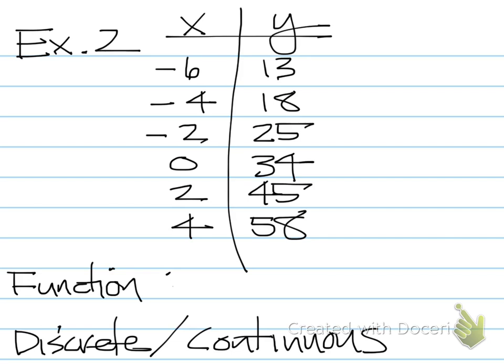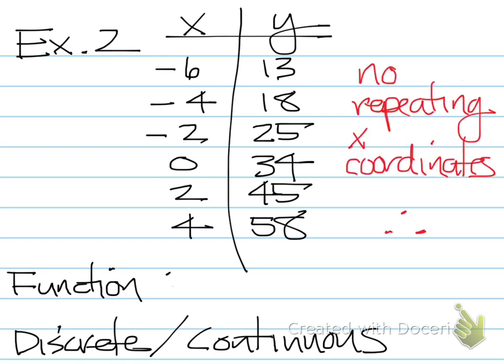And whenever we're trying to determine if this is a function or not, we're looking for repeating x coordinates. Repeating x coordinates indicates that that element in the domain is mapping to more than one element in the range. And as you can see, we do not have repeating elements in the domain, no repeating x coordinates. So yes, this is a function. And as we stated before, it is discrete because these just represent points on the graph.